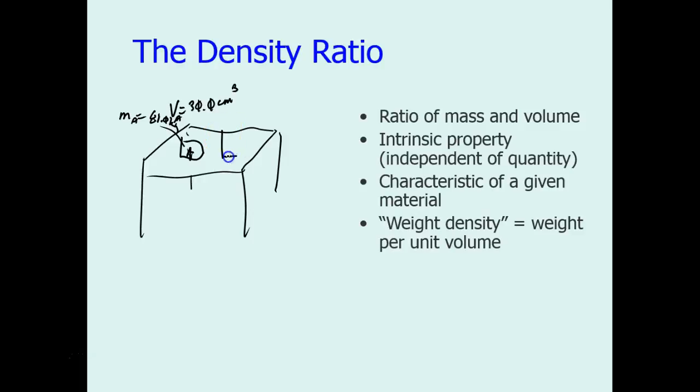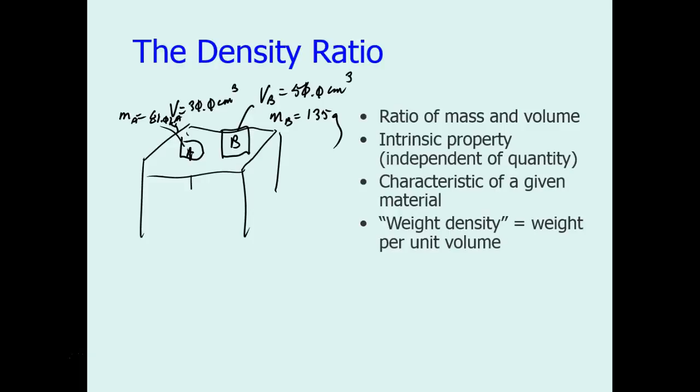Block B over here, a bigger block, maybe that's why it's B, has a volume of 50.0 cubic centimeters. And it has a mass, we'll call that m sub B, of 135 grams. Whoa. All right. Which block has the greater density? They have the same. Why do you say that? I have no idea. Okay.